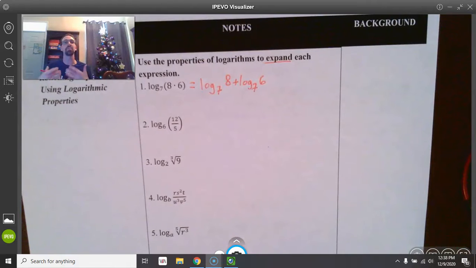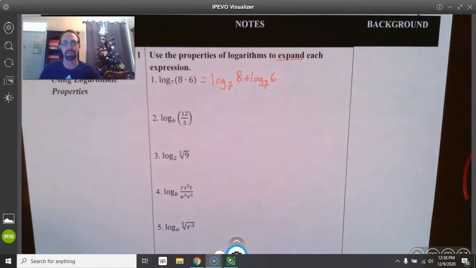You can continue with this. I am purposefully stopping here. You can go farther. 8 could be rewritten as 2 to the third power, or 2 times 2 times 2. Log base 7 of 6 can be written with 2 times 3, and you can continue to expand these. I just want to showcase that when we say we're wanting to expand these, we're not expanding these completely. Notice that I didn't use the word completely.